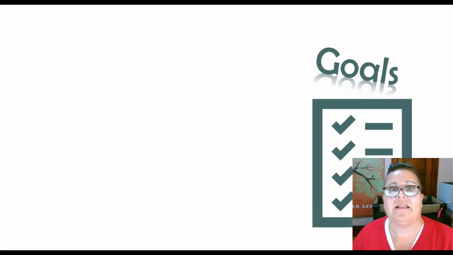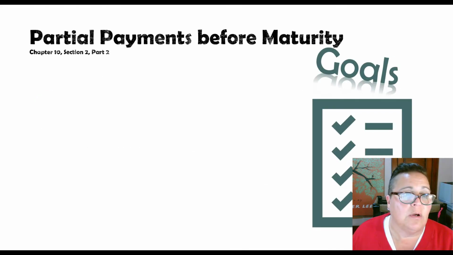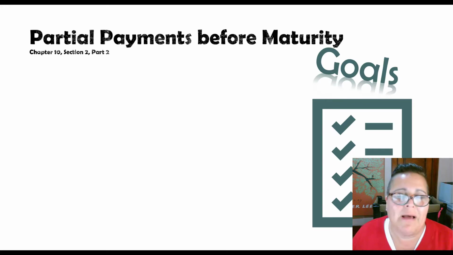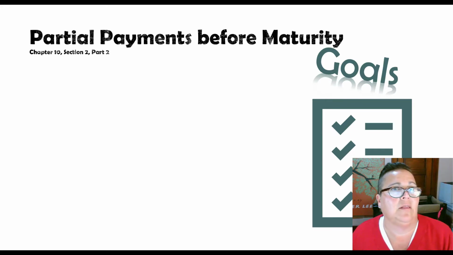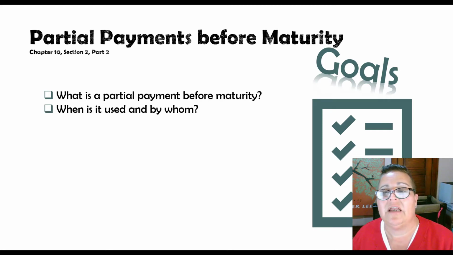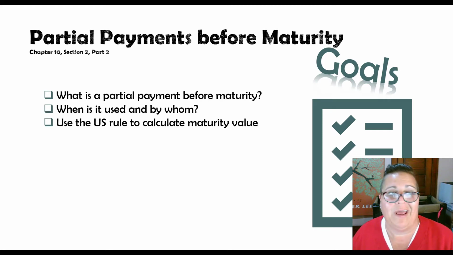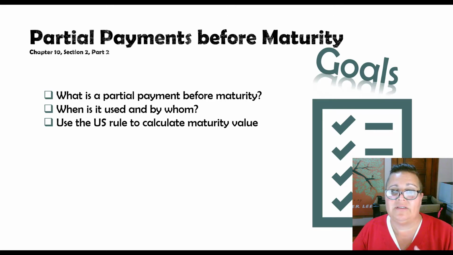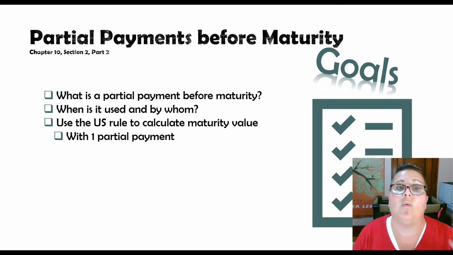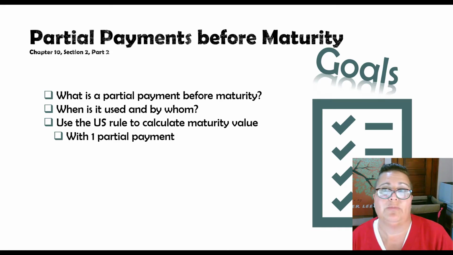And let's get to the goals. Our goals for this particular section are short and sweet. The problems themselves are a little bit long and confusing, so I will do what I can to help. What is a partial payment before maturity? What do I mean when I say that? Who uses it and when? And we're going to use what's known as the US rule to calculate the maturity value, whether they're using one partial payment or two partial payments.